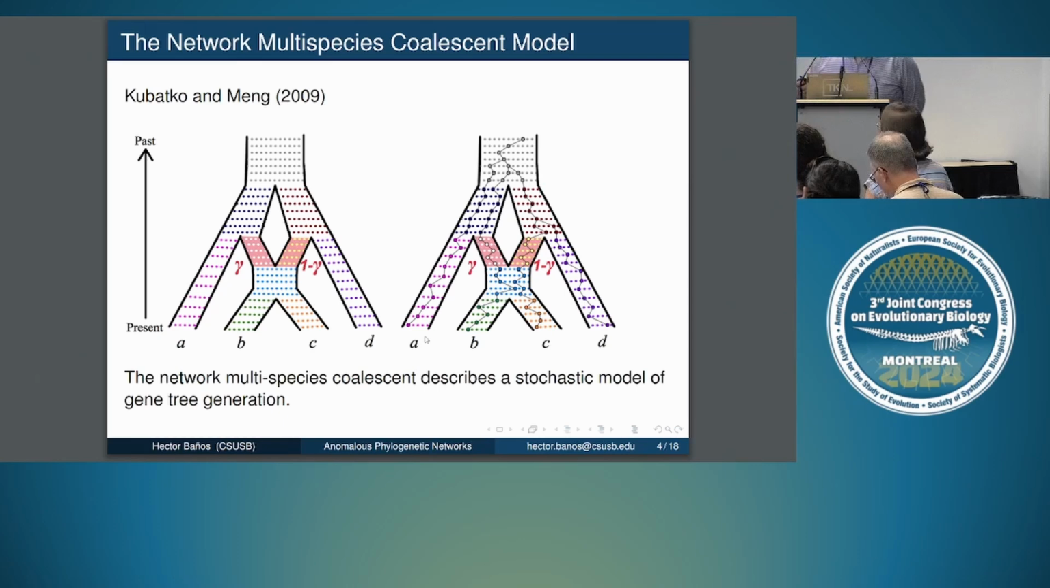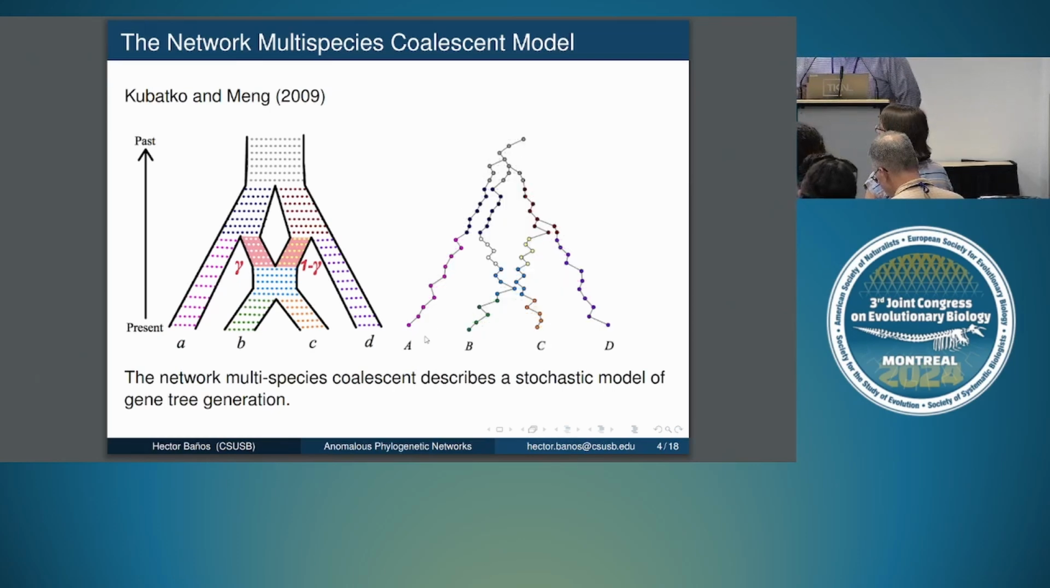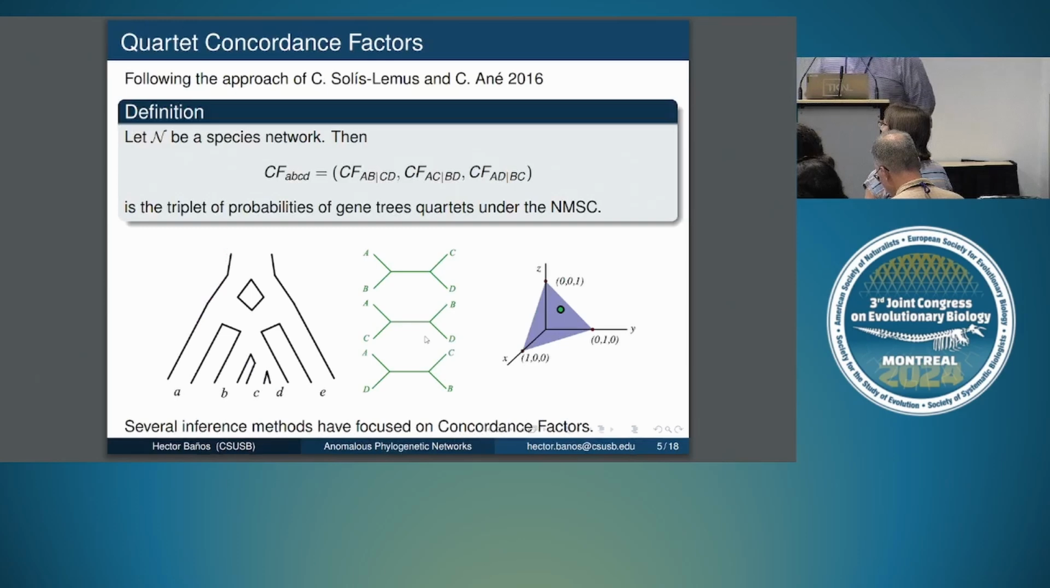So the basis of this work is a multispecies coalescent model, a stochastic process of gene tree generation in the presence of hybridization and ILS. So here we see just a discrete representation, but we're in the continuous one. Okay, so following Claudio Celis Lemos and Cecilia Ney, we looked at concordance factors. Given a network, you look at 4 species at a time, and for these 4 species, you look at the probability under the coalescent model that it will display each of these quartet trees. These are relevant because several inference methods have focused on concordance factors, like SNAQ and others.